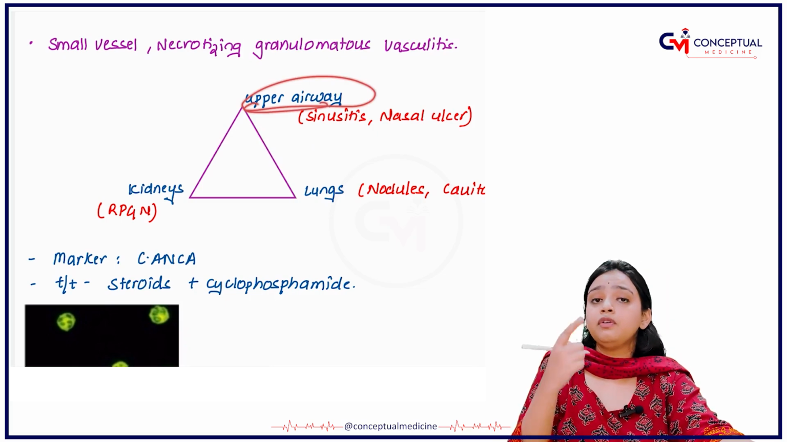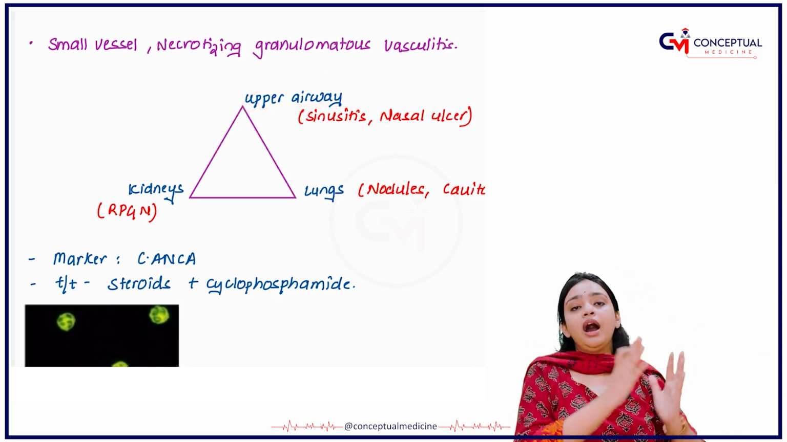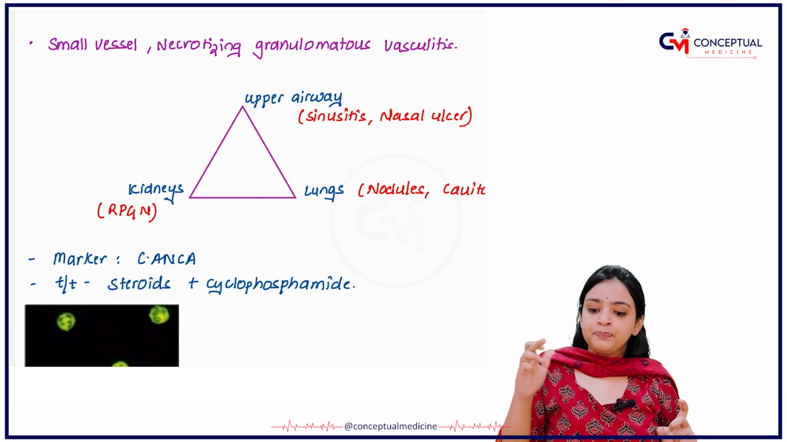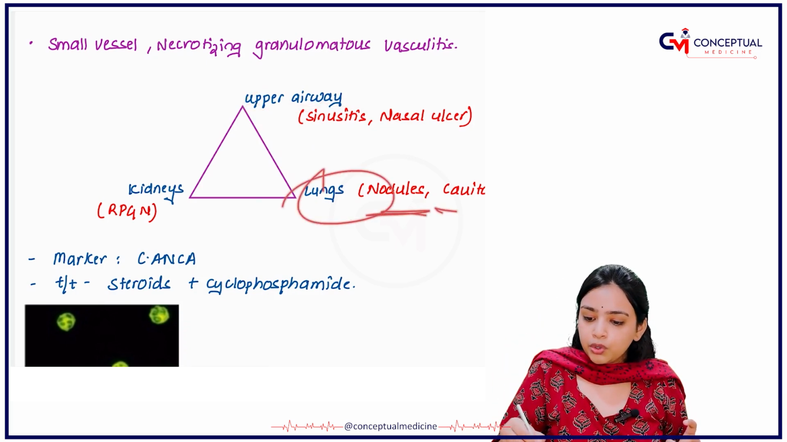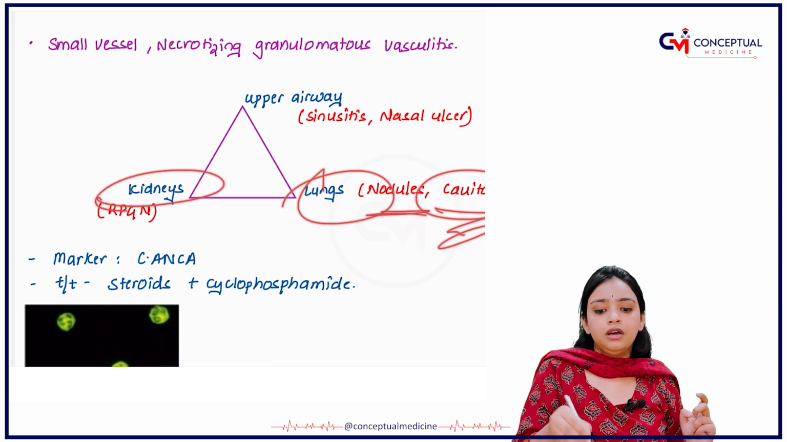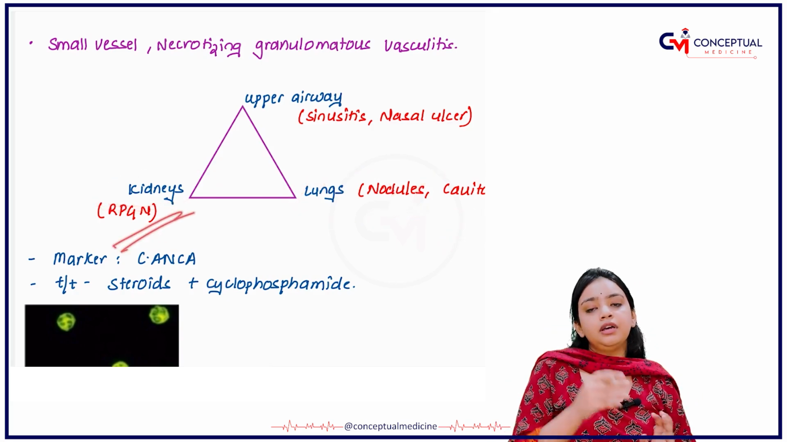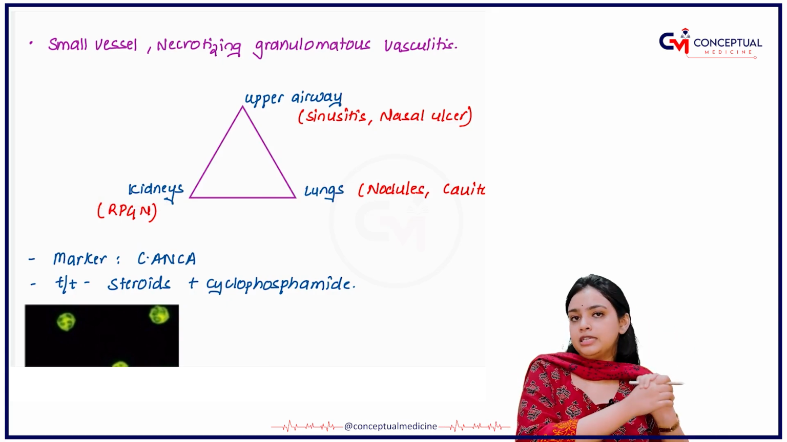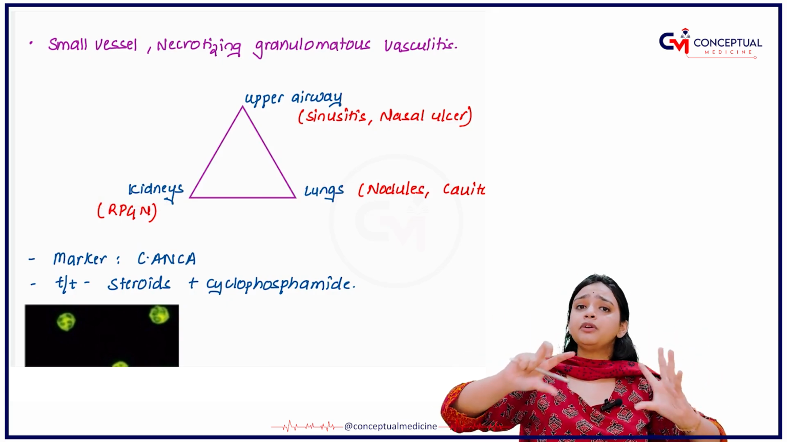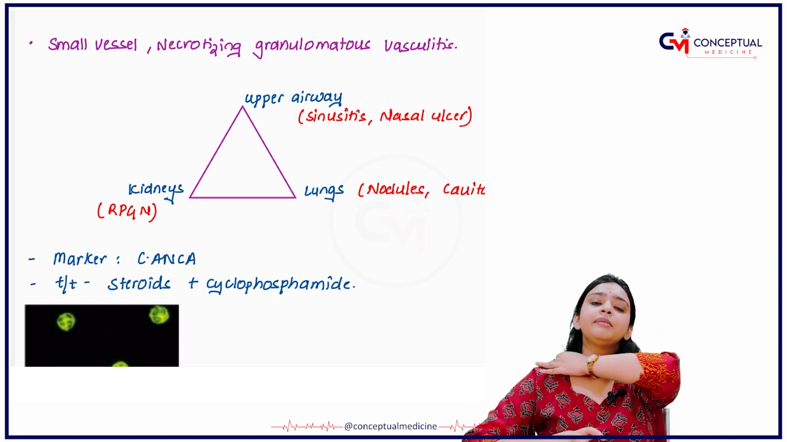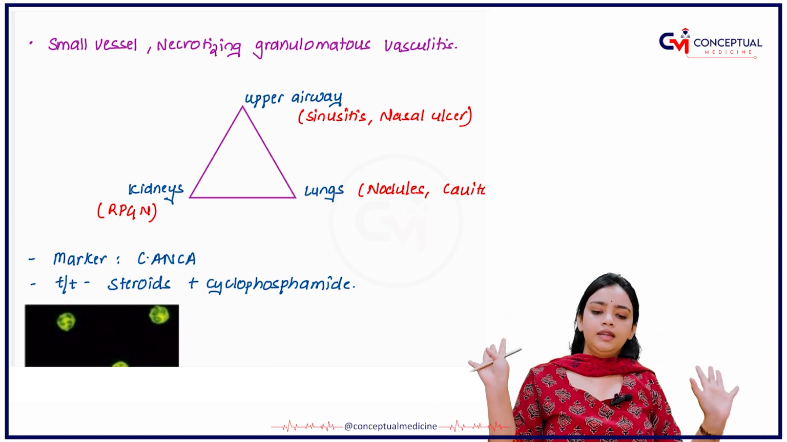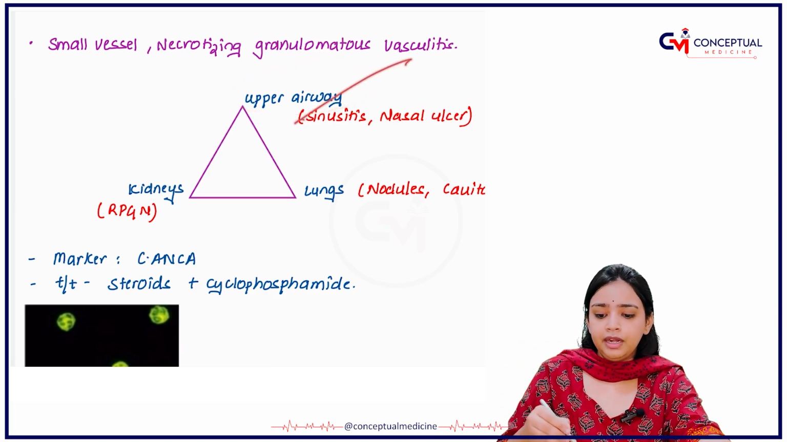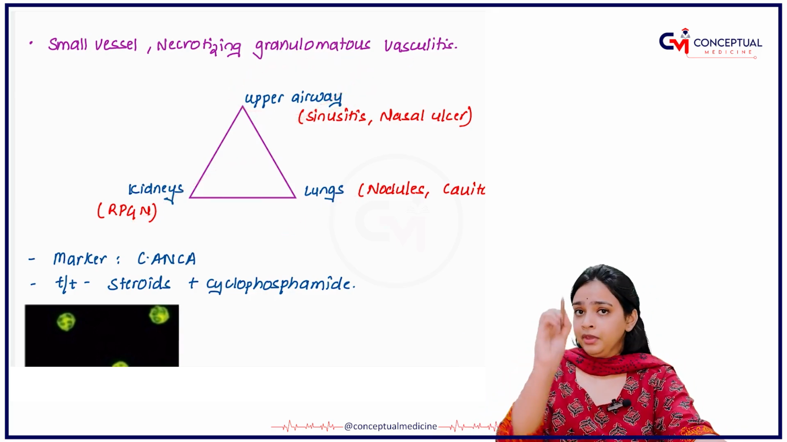You have the involvement of upper airway. That is, you have either sinusitis or the nasal ulcers that are there. In the lungs, you will be having the nodules and the cavitation. In the kidneys, you will be having the RPGN, and we will discuss about this when we are discussing about the kidneys, because we have a whole separate chapter for the kidney. Okay, there we will be discussing all the conditions in details, right? So this is basically the triad. It involves the upper airway, it involves the kidney, and it involves the lung.